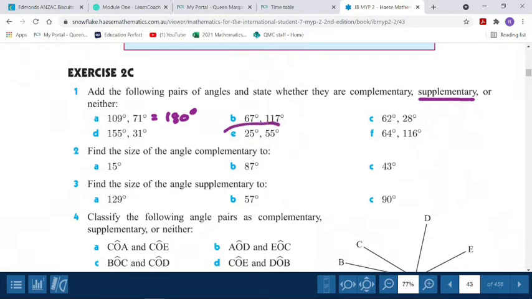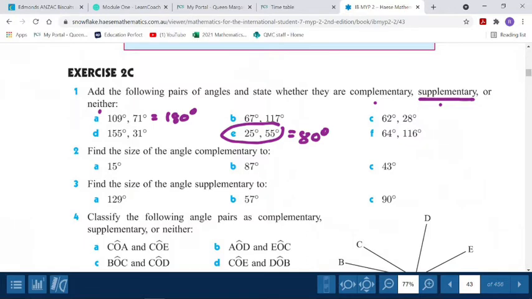Okay. Let's look at E. 25 degrees plus 55 degrees equals 80 degrees. Does that mean they're complementary, supplementary, or neither? Neither. It's not one of the special cases, a corner, 90 degrees, or a straight line.